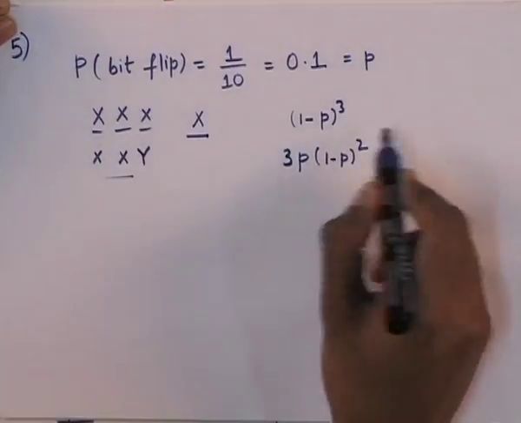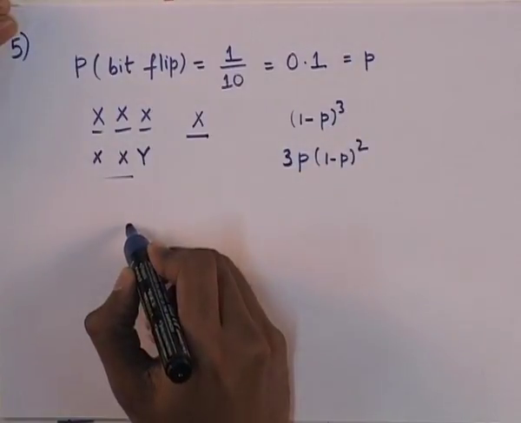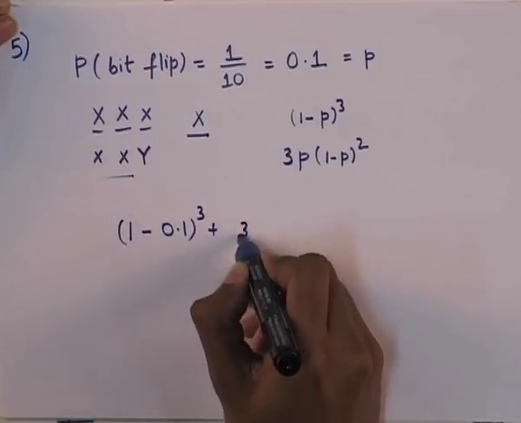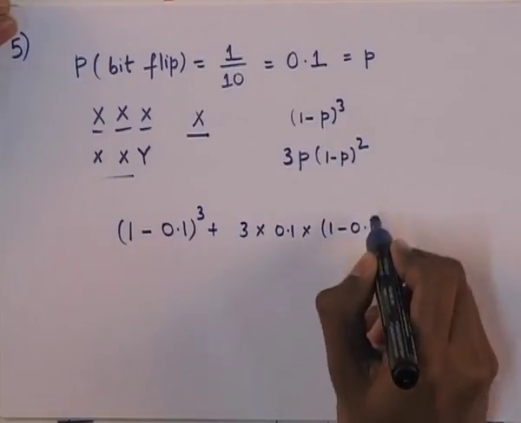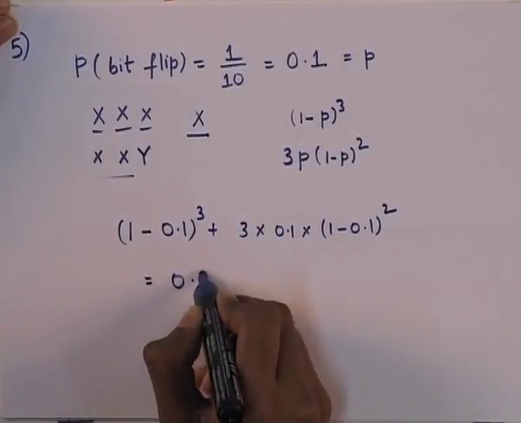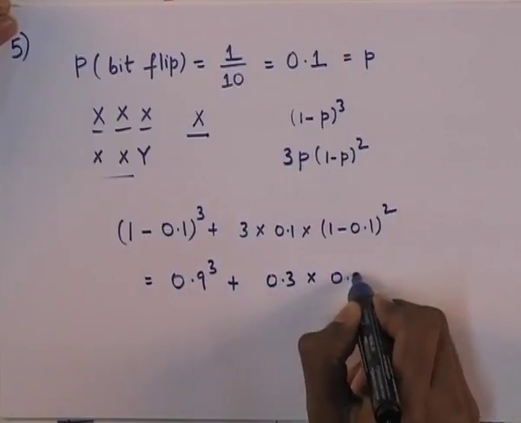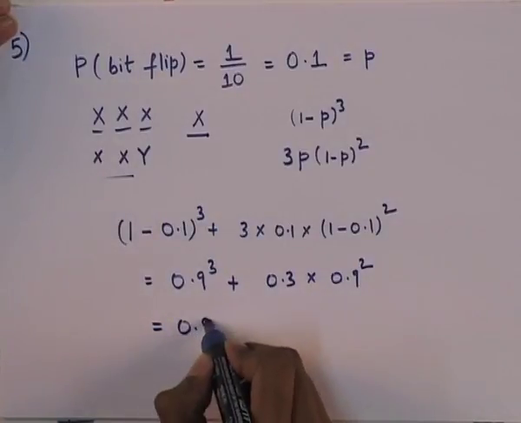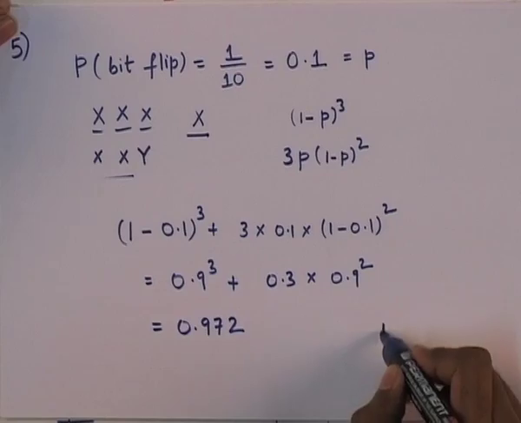So the overall probability is the sum of these 2 terms, which is (1 minus 0.1) whole cube plus 3 times 0.1 times (1 minus 0.1) whole square, which is 0.9 whole cube plus 0.3 times 0.9 square, which is equal to 0.972. So in terms of percentages, 97.2% is the correct answer, which is option B.